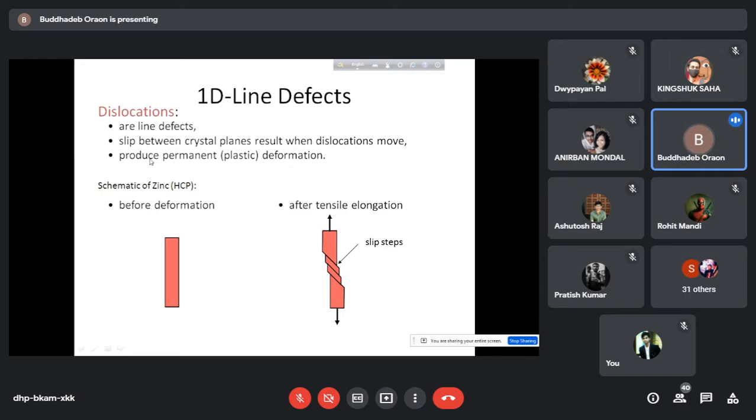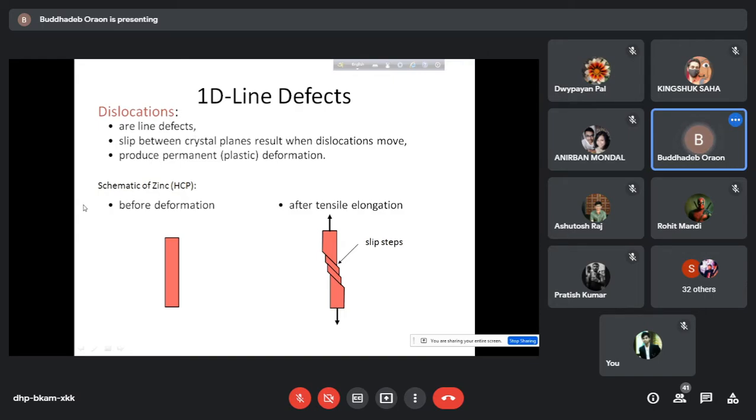So initially when I was telling you how plastic deformation takes place, I just mentioned the name dislocation. Dislocation is basically the permanent deformation when the dislocation line moves. We will see in subsequent diagrams how the dislocation line moves. When the dislocation line moves, permanent deformation takes place. Let us see how it happens.